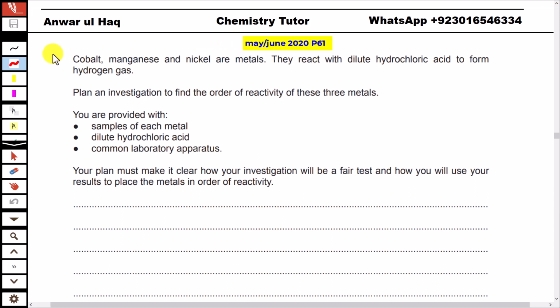This is question number 4 from paper 6-1, May-June 2020. Cobalt, manganese and nickel are metals. They react with dilute hydrochloric acid to form hydrogen gas. Plan an investigation to find the order of reactivity of these three metals.